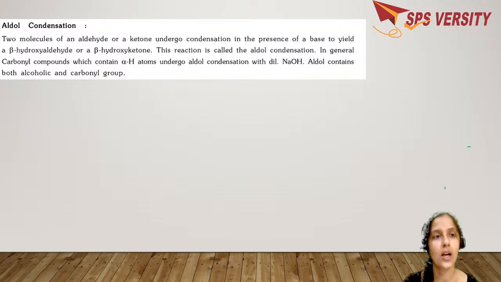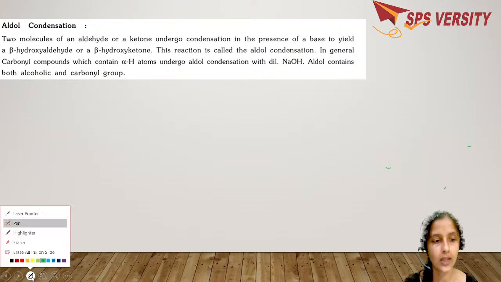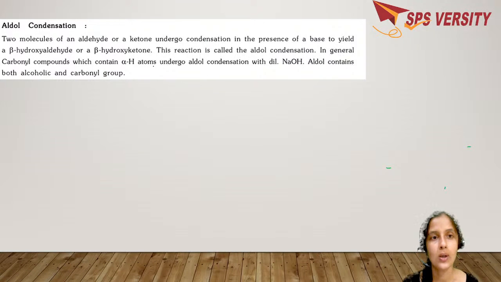So this reaction happens, unlike the Cannizzaro reaction, in the case of aldehydes and ketones which contain an alpha hydrogen atom, in the presence of dilute NaOH. There it was concentrated NaOH, here it is dilute NaOH. So two molecules of aldehyde or ketone undergo condensation in the presence of a base to give beta hydroxyaldehyde or beta hydroxy ketones.